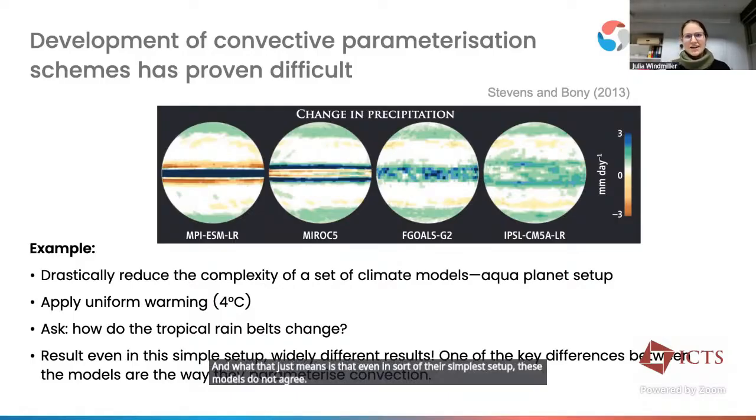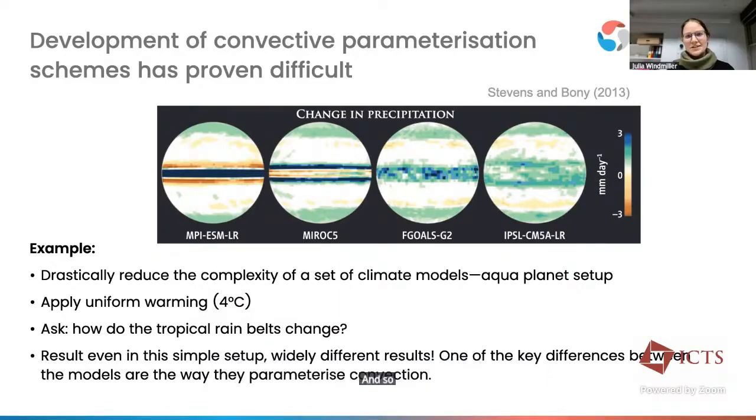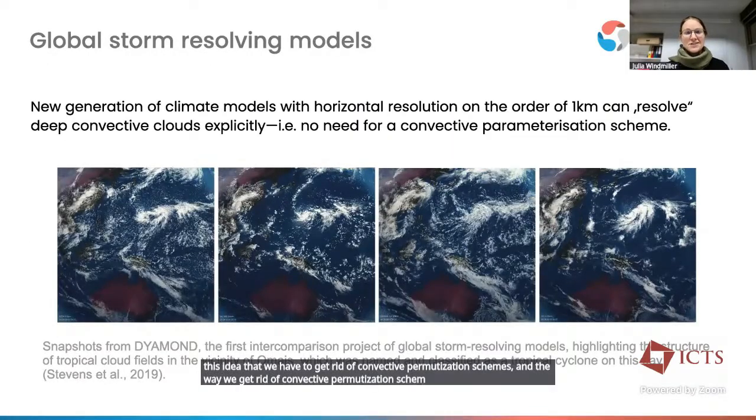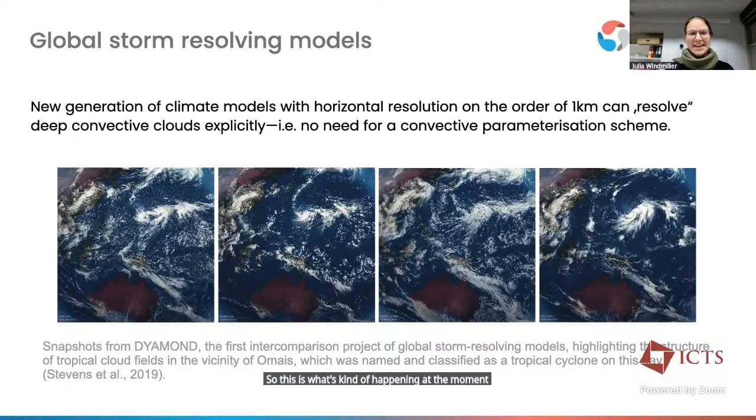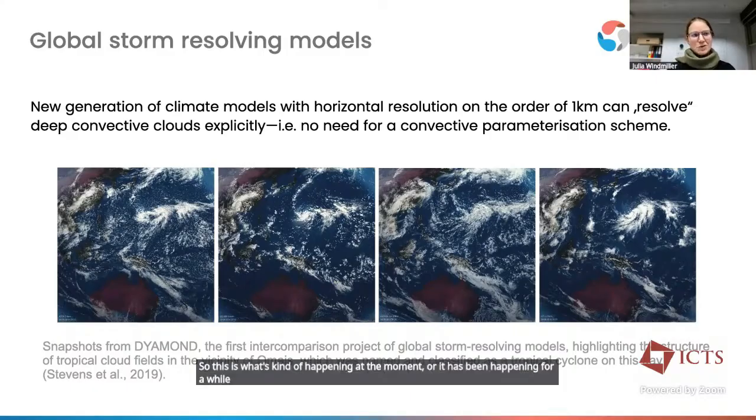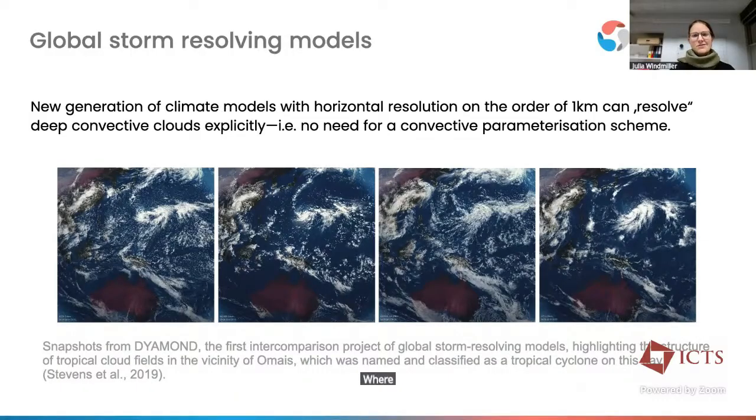And what has been argued is that one of the key differences between these models, there are also other differences, but one of the key differences is the way they parameterize convection. And so this has driven the idea that we have to get rid of convective parameterization schemes, and the way we get rid of them is we increase the resolution. So this is what has been happening for a while: there is a push towards global storm resolving models, where you have horizontal resolutions on the order of a kilometer that can now resolve deep convection explicitly.